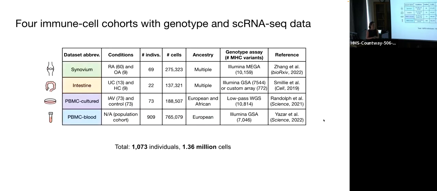And so to do this, we found these 4 data sets that have immune cells that were sequenced with single cell RNA sequencing and all have genotype data available for the same cohorts. These include 2 tissue cohorts, one from RA patients, their synovial tissue, one from intestinal tissue from IBD patients, and then 2 from peripheral blood, one from blood cultured in vitro with influenza virus, and one from a large population cohort. In total, the data set includes 1,073 individuals and about 1.36 million cells across the 4 data sets.